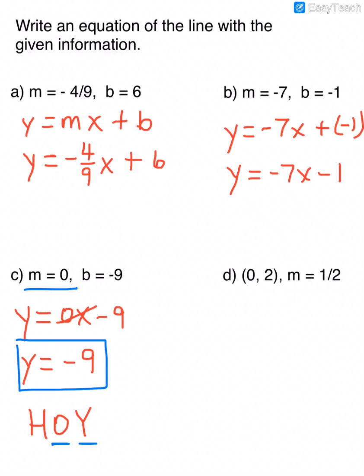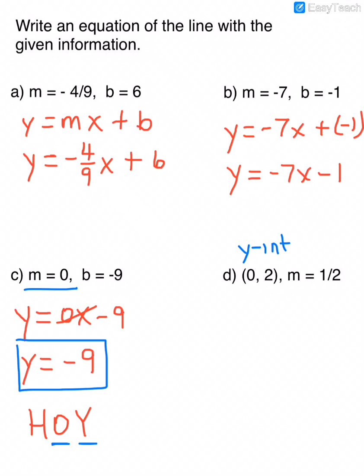D is written a little differently. It's given us a point, (0, 2), and it says that the slope is 1/2. Well, we know that our y-intercept is where it crosses the y-axis, and anytime we're finding intercepts of lines, remember, we always plug in 0 for the opposite letter. So, since in this point my x is 0, then we know that this is the y-intercept. Alright, so this point right here is my y-intercept. They've just written it a little differently.